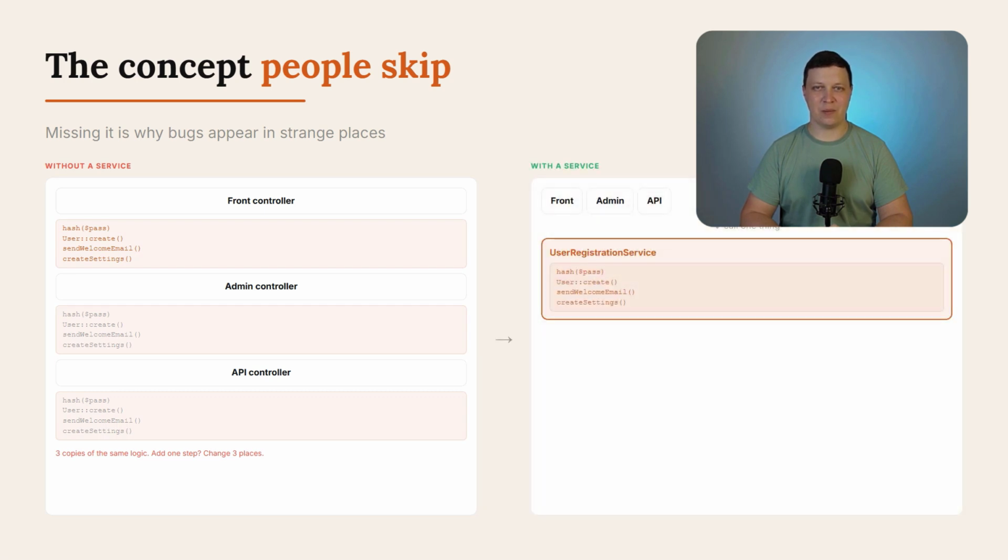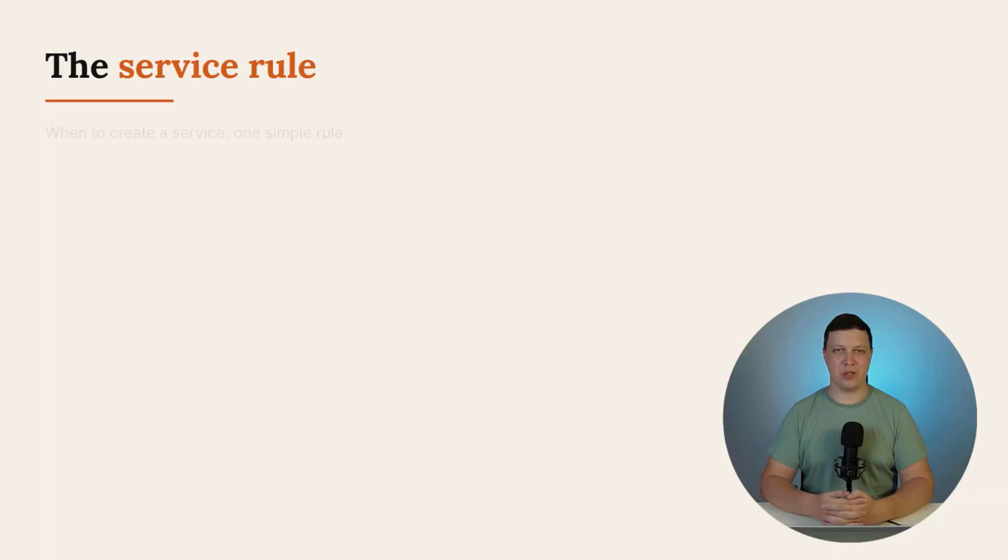Services solve this problem. A service is a class containing business logic that doesn't belong to a specific model. For example, a user registration service. It takes form data, calls the needed models, runs all steps, and returns the result. 3 controllers call one service. Change the logic in one place. It works everywhere.